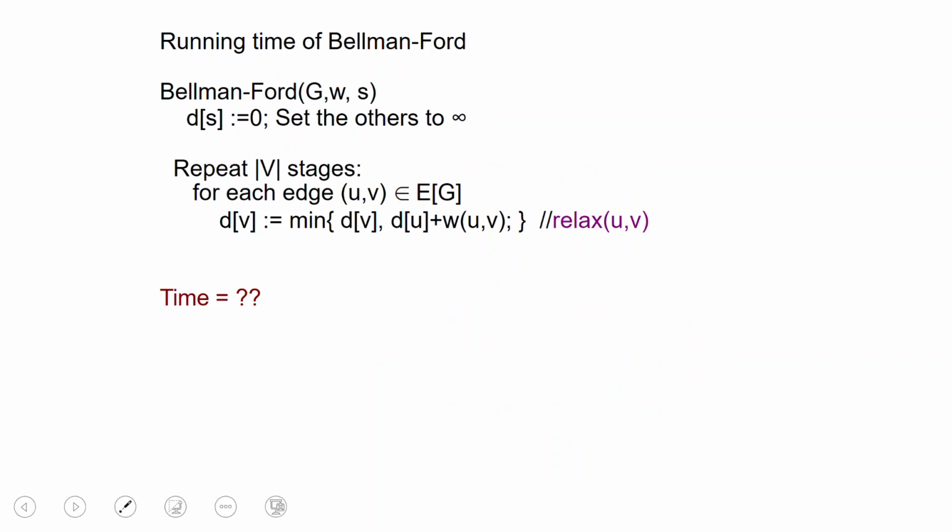So this is the Bellman-Ford algorithm. What is the running time? Well, it's a straightforward analysis. We repeat V times relaxing all the edges. Relaxation takes constant time, so the time is order of VE.